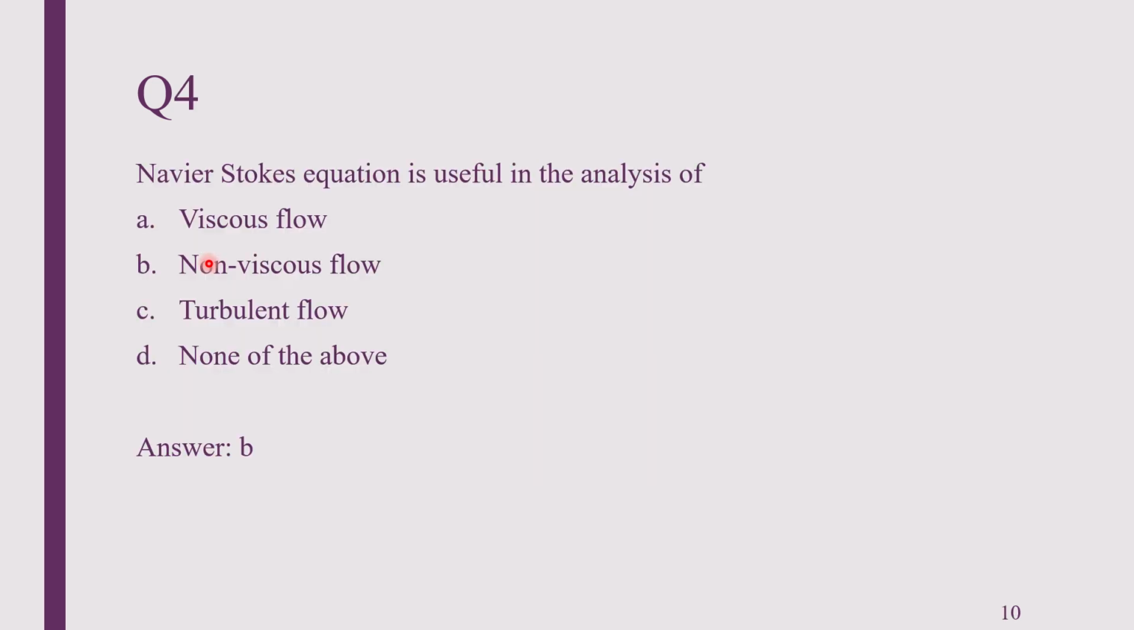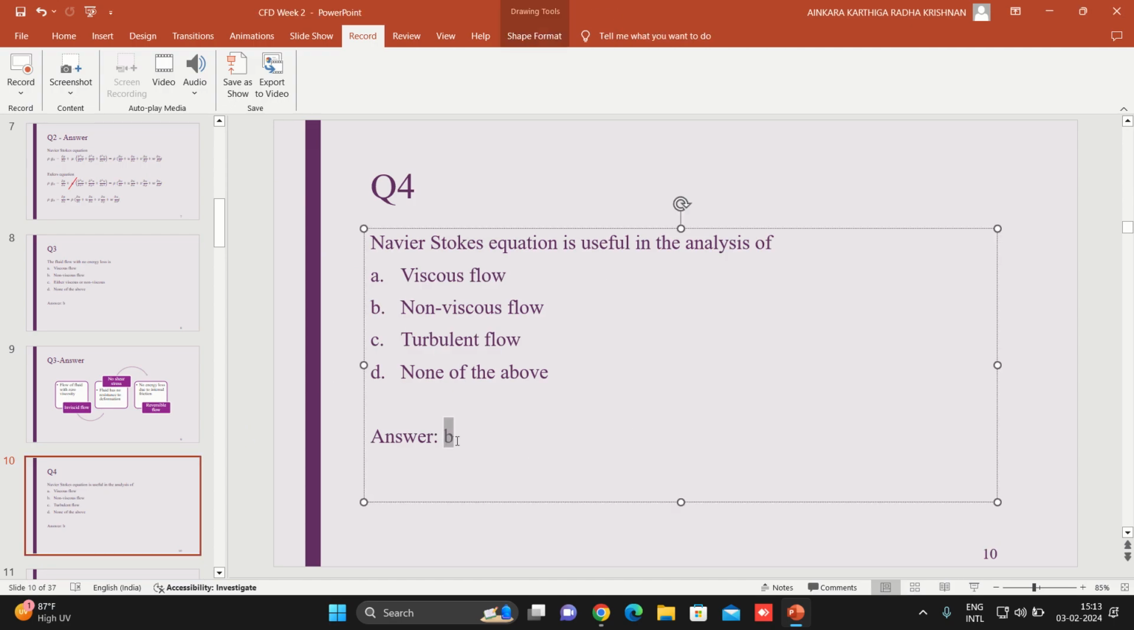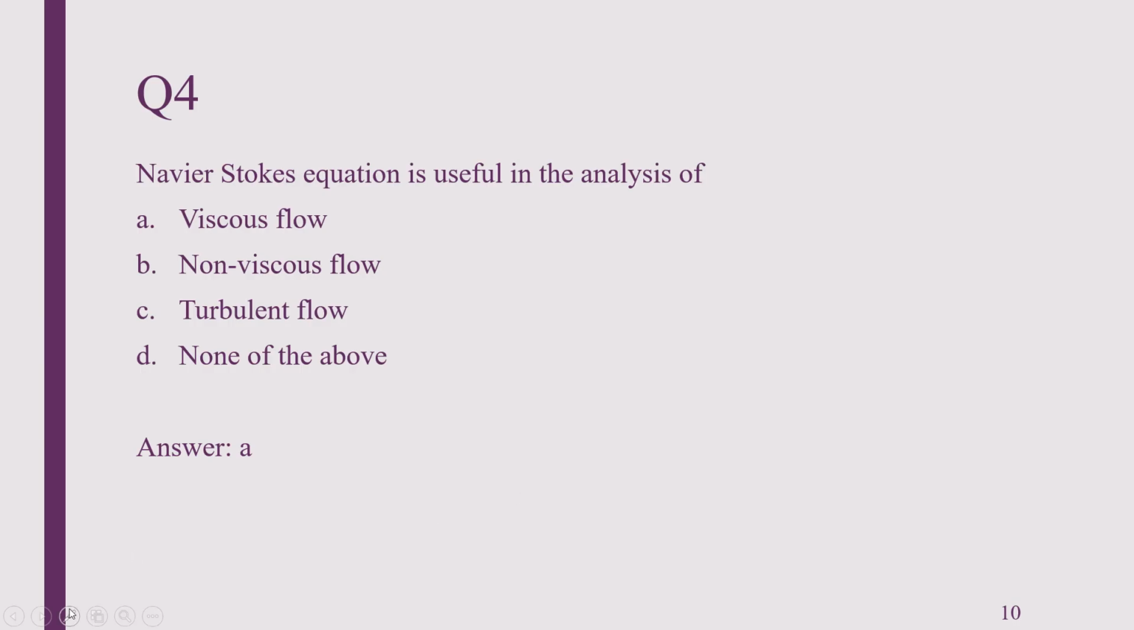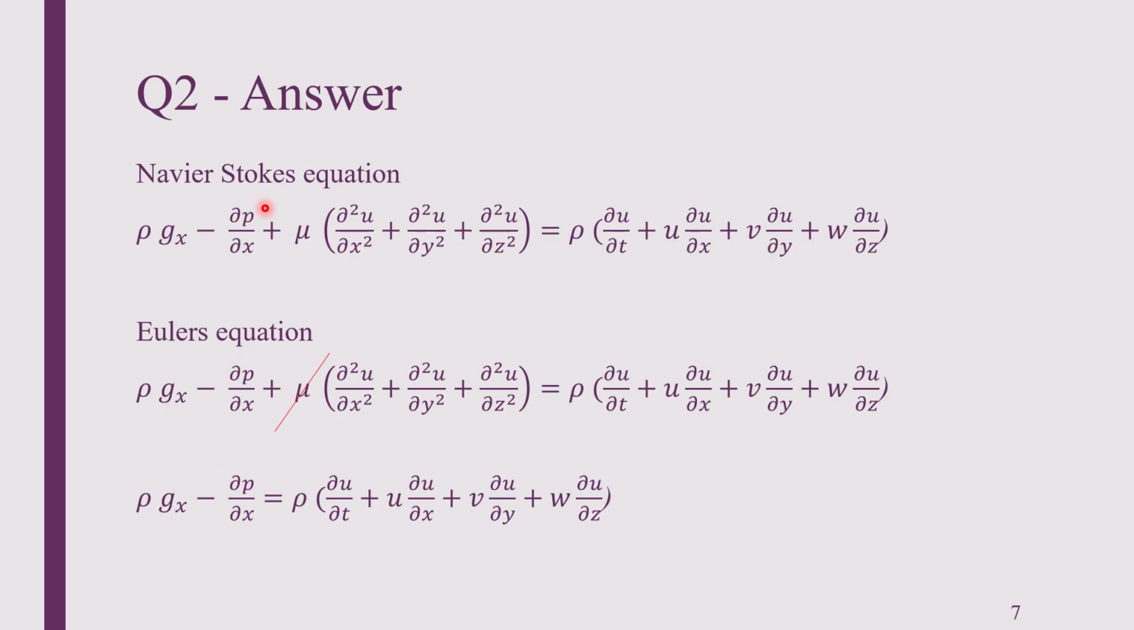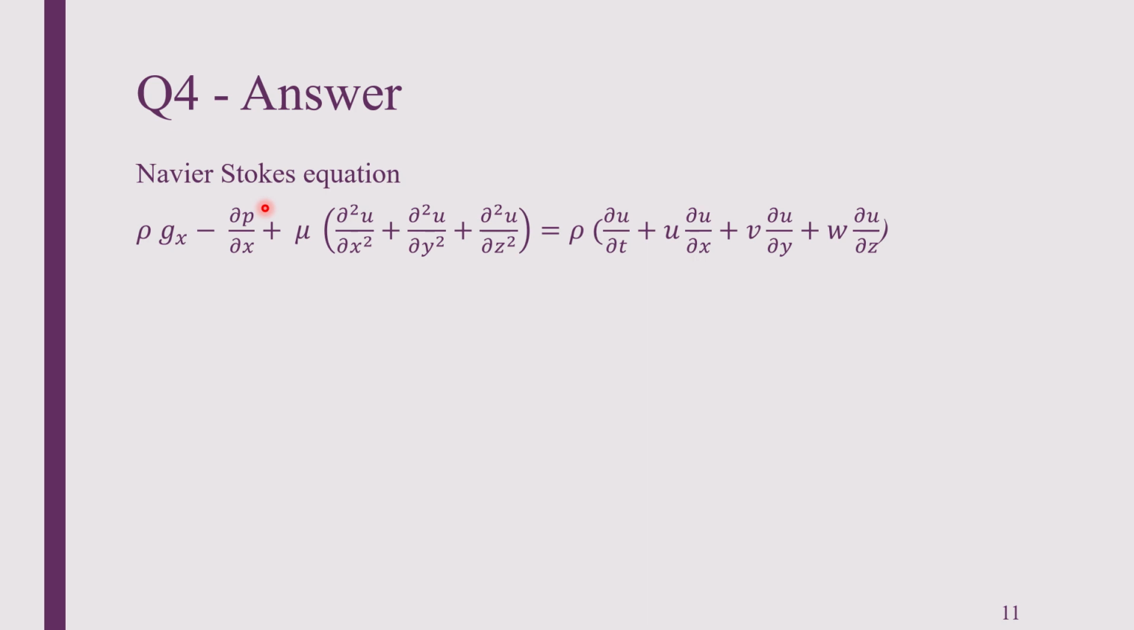In question 4, it is asked that the Navier-Stokes equation is useful in the analysis of viscous flow, non-viscous flow, turbulent flow, or none of the above. Similar to the previous question, it is very much used in viscous flow studies. If it is non-viscous, we have seen it as Euler's equation, where the viscosity effect is neglected. Since viscosity is included in the Navier-Stokes equation, we use it to study viscous fluid flow.